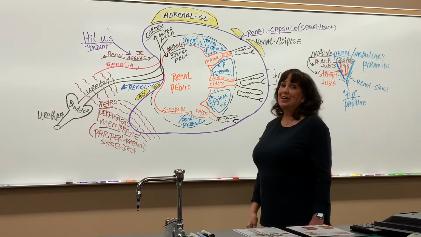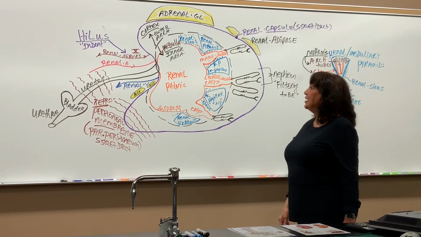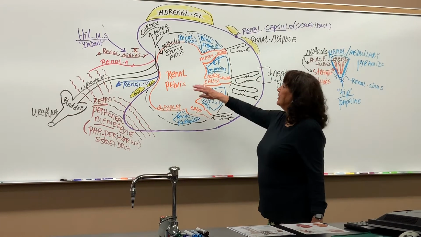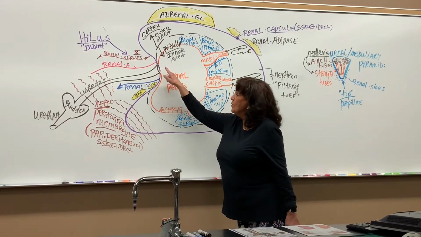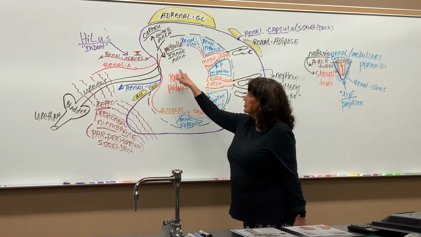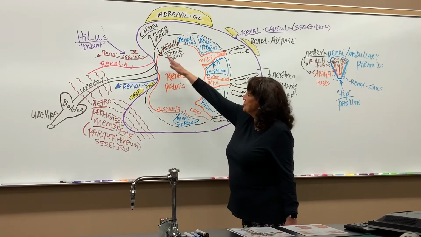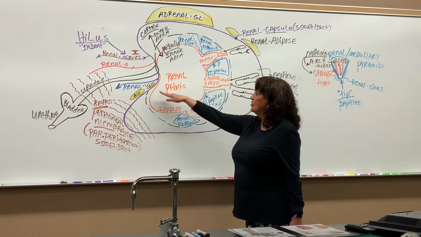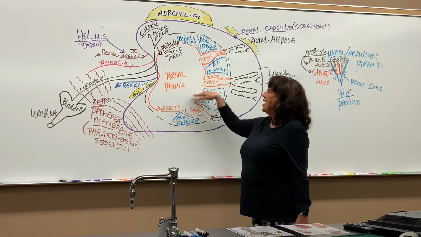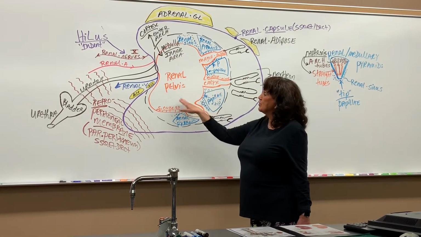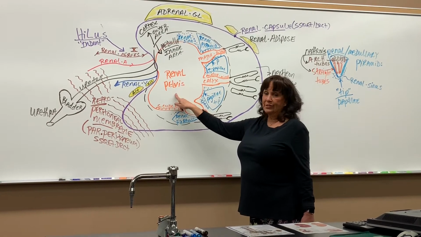All right, so we got those areas down. Now, basically, what you're gonna find is the ureter is right here. And when the ureter comes into the kidney, immediately there's this big opening. It looks almost like a swimming pool or like a big lake area. And so they call this big area right here the renal pelvis, okay?